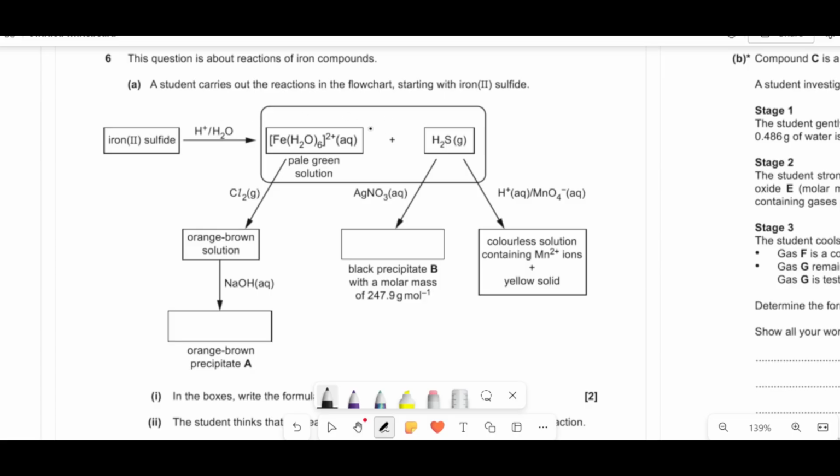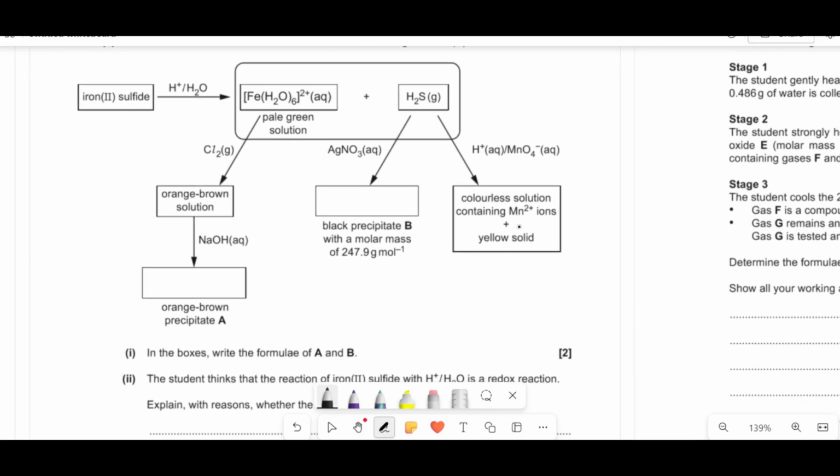So iron 2 sulfide, whatever, right? It says in the box, write the formulas of A and B. We have a pale green solution, we add Cl2 and we get an orange-brown solution, and then we add some NaOH and we have an orange-brown precipitate. If it's gone from pale green to orange-brown, to me that's saying that it's changed oxidation state. It is no longer 2+, it has become 3+ because of the colors.